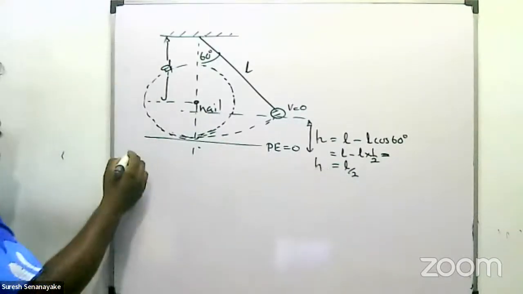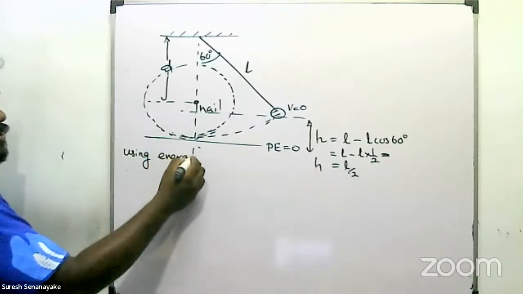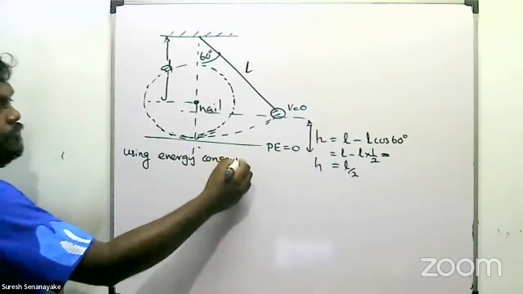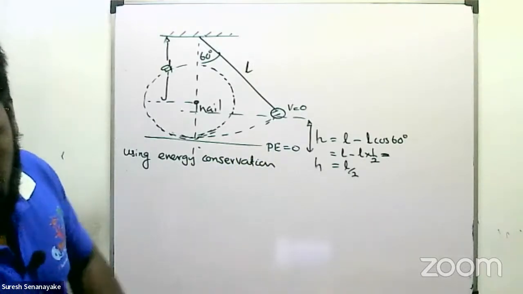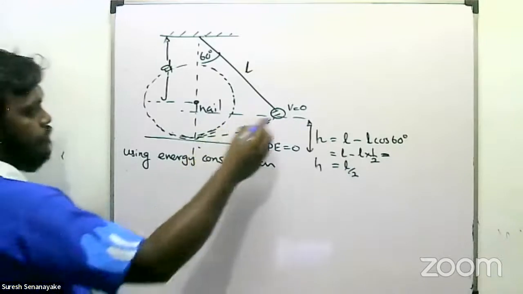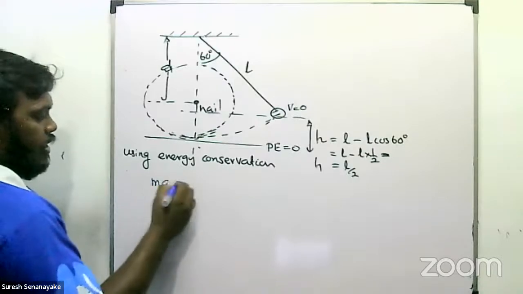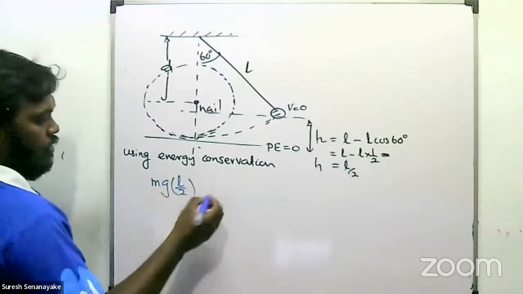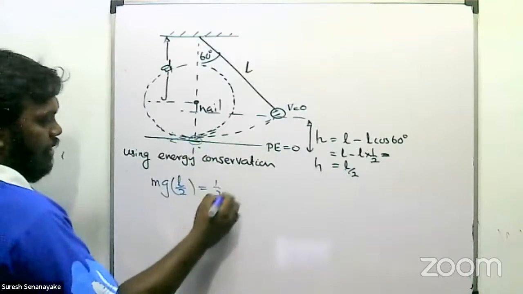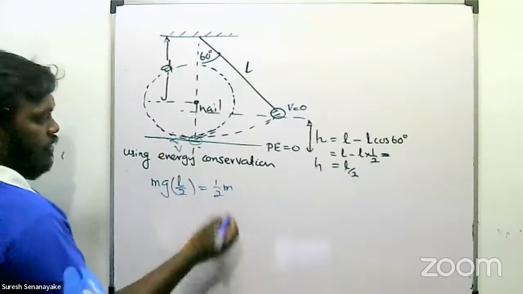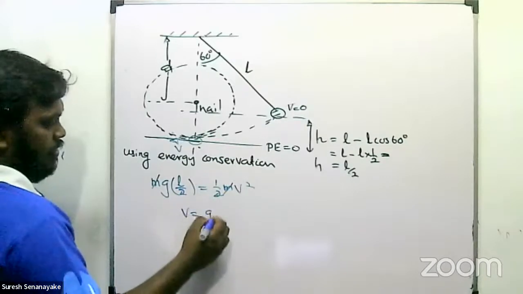Then apply energy conservation. In this position there's no kinetic energy, so only the potential energy is there, that is mg times h, which is L over 2. And at the lowest point it has kinetic energy, half m v squared, where v is the velocity at this point. The m cancels and the half cancels, so v equals square root of g L.